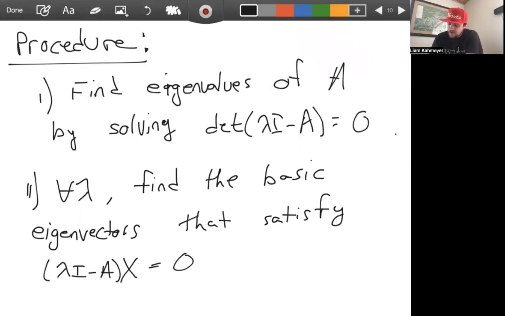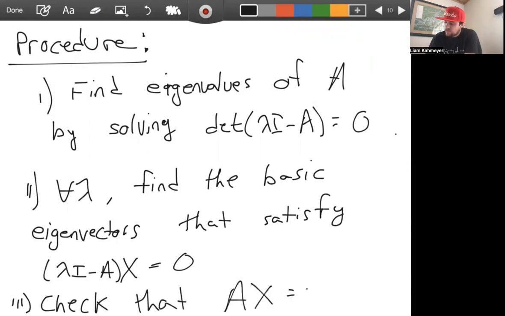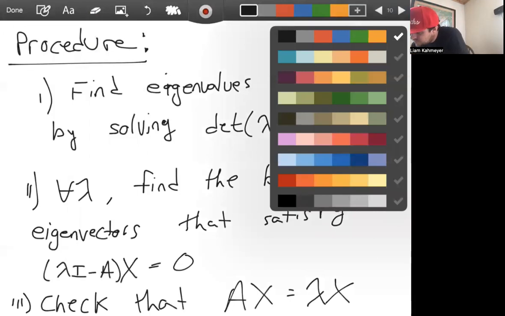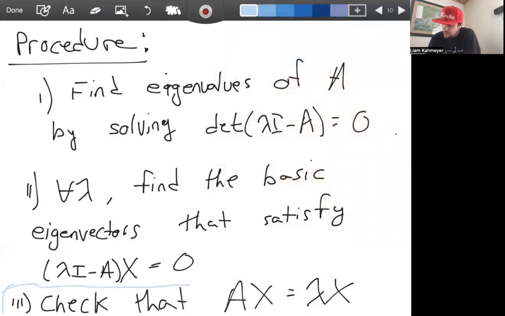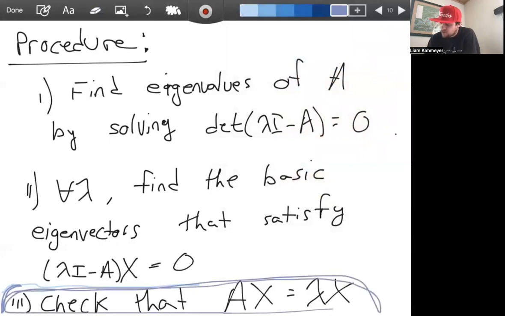And then here there's kind of a ghost or phantom step 3, and it's to check that Ax equals lambda x, right? I'll use a light blue as this is kind of a phantom step. You don't really have to, but you should. You should always check that your computation did in fact give you an eigenvalue and an eigenvector.